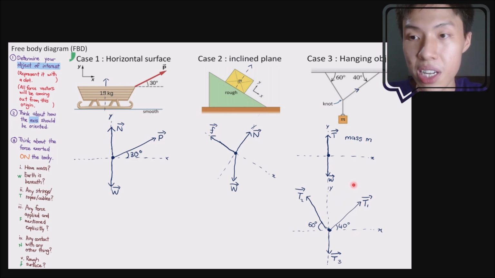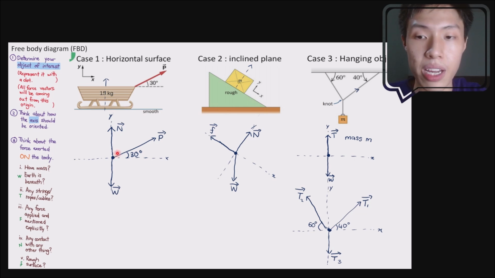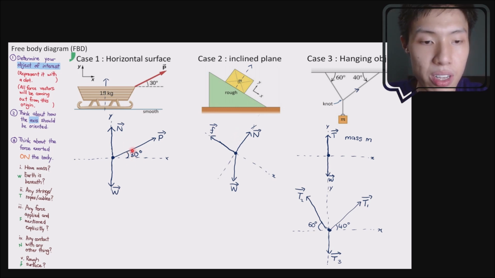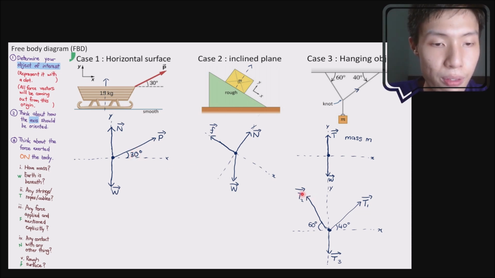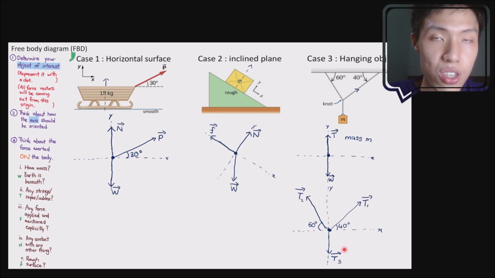A few things to take note of: a free body diagram should have a dot in the middle. That is to represent the object of interest. Any forces that you label on the free body diagram should be coming out from the dot. Any arrows here originate from the dot. So that's the characteristics of a free body diagram. If you know the angle, please label the angle. That is important. And of course, if you have multiple forces of the same type, you can label them using subscripts 1, 2, 3, like this.